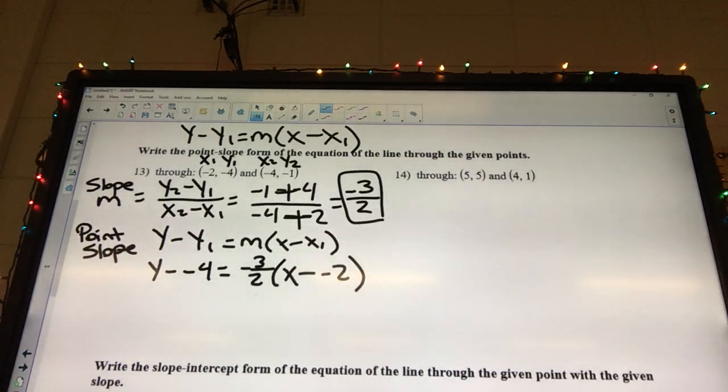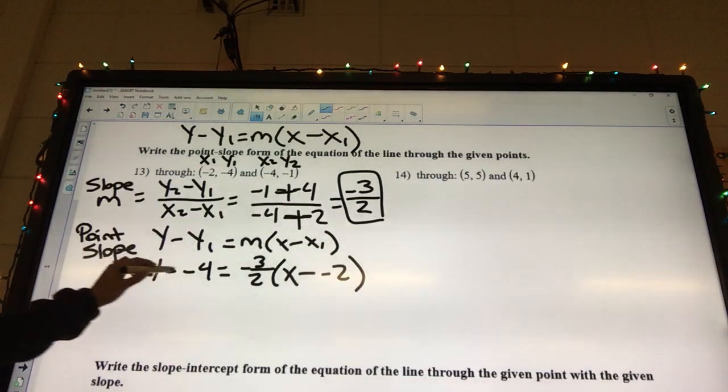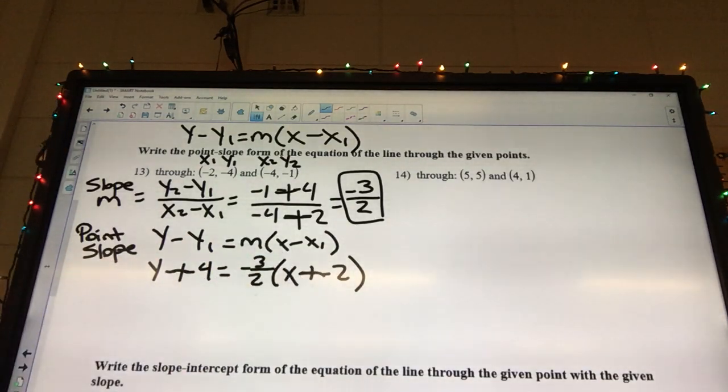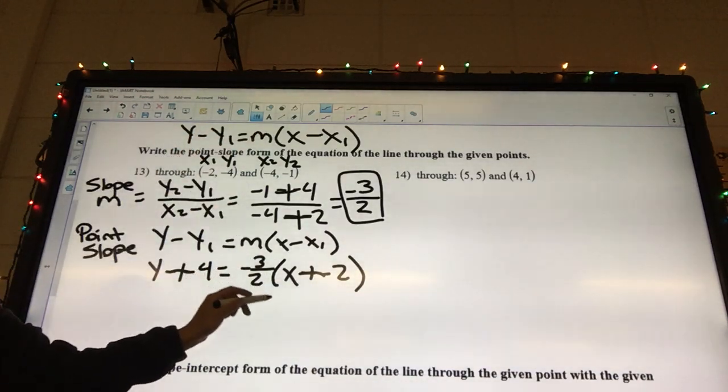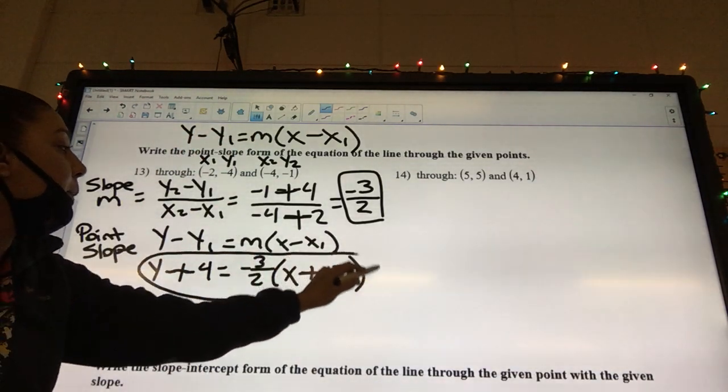Okay, what's a minus minus? Plus. Do we stop or do we keep going? We stop, okay? It matches up there. Up here we have parentheses, down here we have parentheses, so we know we're done. We stop.